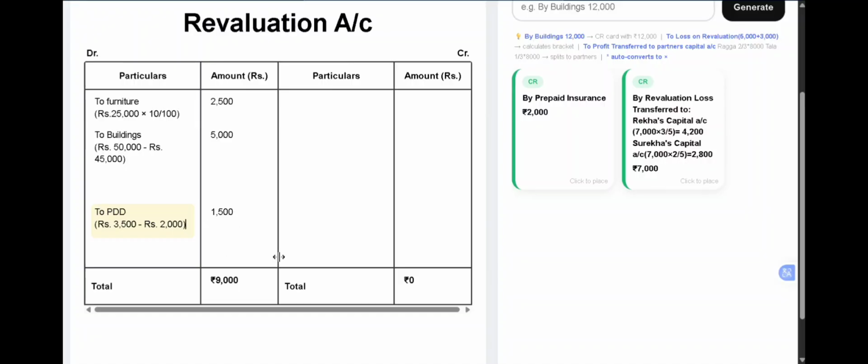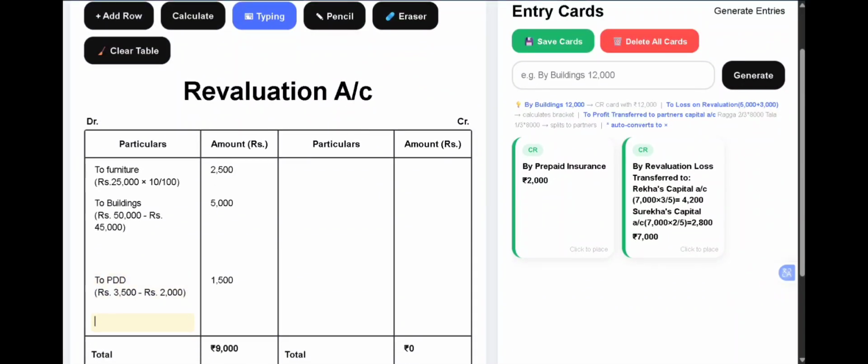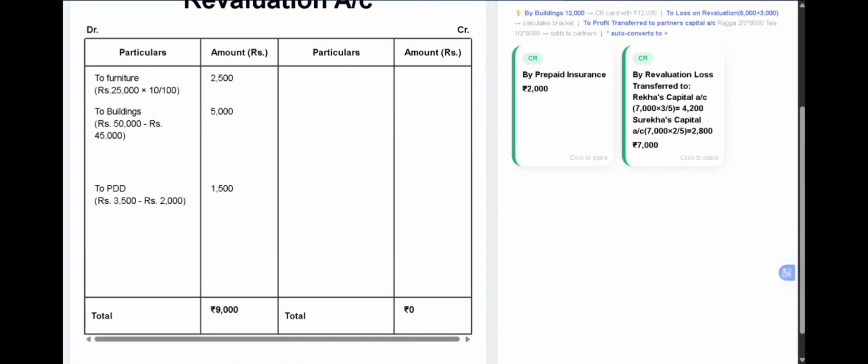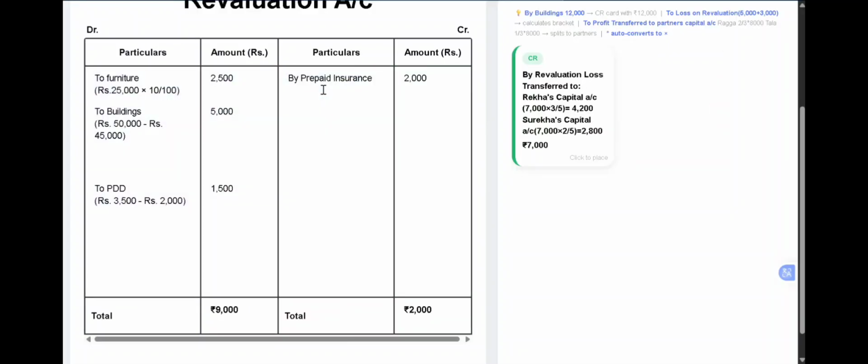Now next we have the prepaid insurance. Insurance prepaid is an income for us, or we can say it is an increase of our assets. So it will appear on the credit side of our revaluation account as by prepaid insurance 2,000. Now once these entries are done, we have to balance it. If you see the balance here, debit side is 9,000 and credit side is 2,000. So we are going to write only the higher total, that is 9,000, on both sides.